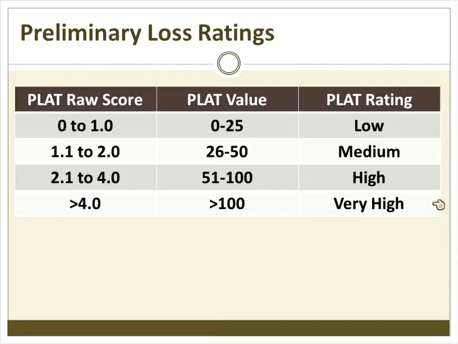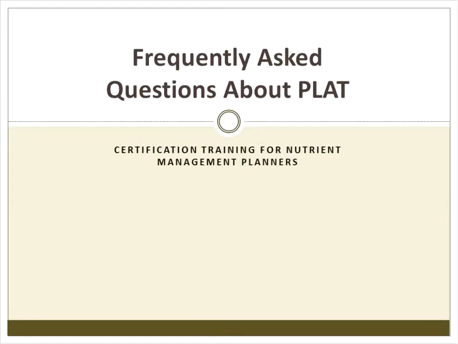Typically, when you're at a very high PLAT rating, your soil test phosphorus levels are over 200 or above, which means that those fields don't need phosphorus probably for the next 100 plus years. And so PLAT ratings are very important to look at because they determine the types of management that you can use. So that's it for talking about how the phosphorus loss assessment tool actually works.